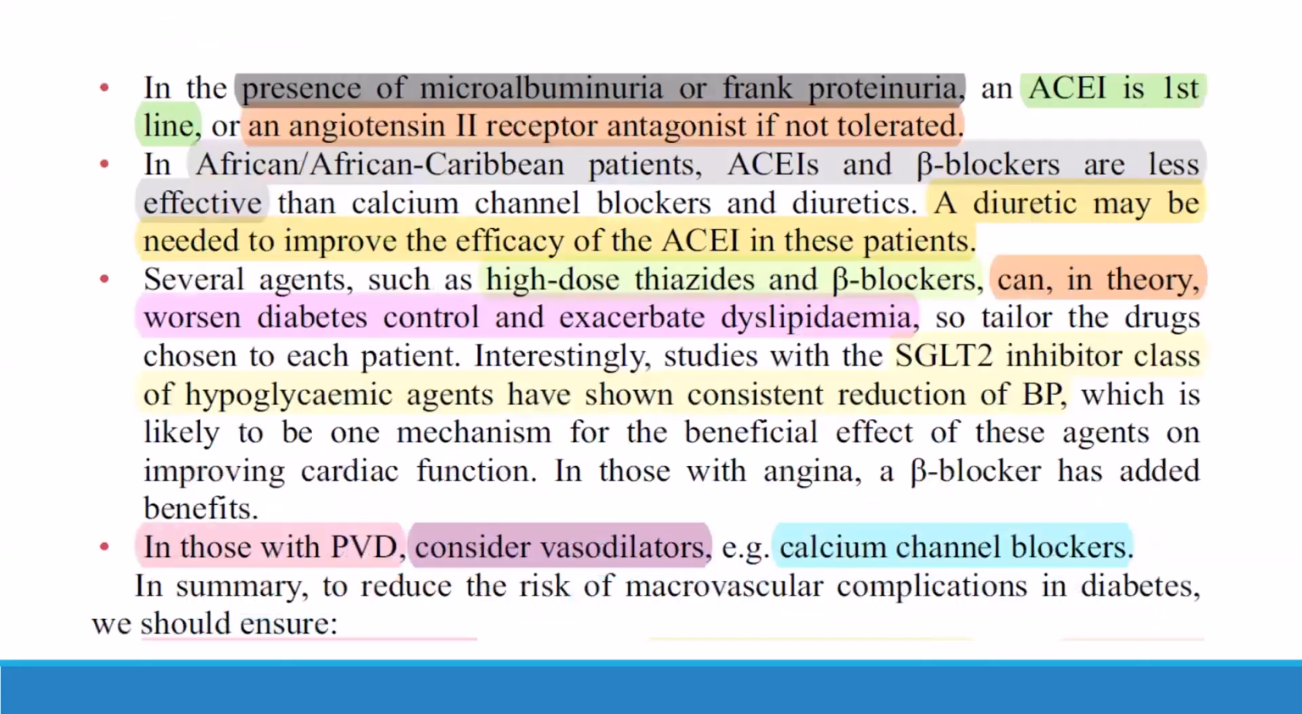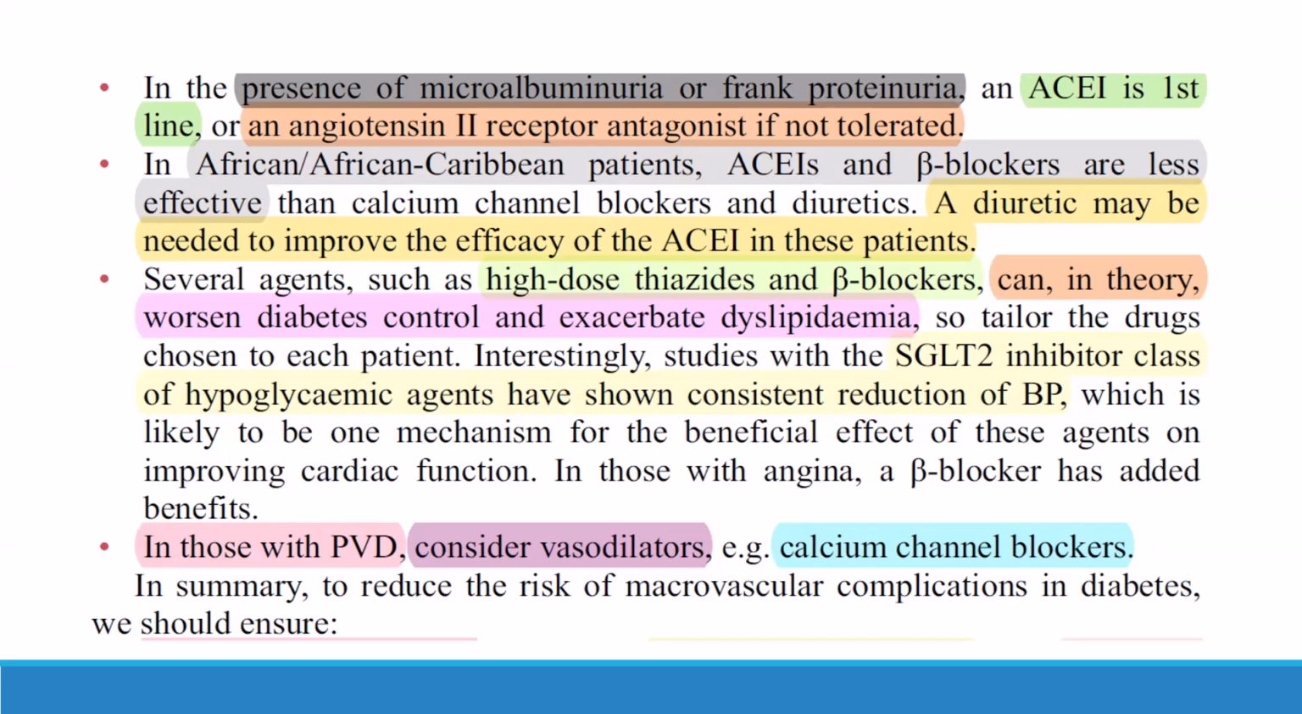In the presence of microalbuminuria, ACE inhibitors or ARBs are first line. In African or African Caribbean patients, ACE inhibitors and beta blockers are less effective, so we can start with calcium channel blockers. A diuretic may be needed to improve the efficacy of the ACE inhibitor in this patient. A high dose of thiazide and beta blocker can in theory worsen diabetes control and exacerbate dyslipidemia.